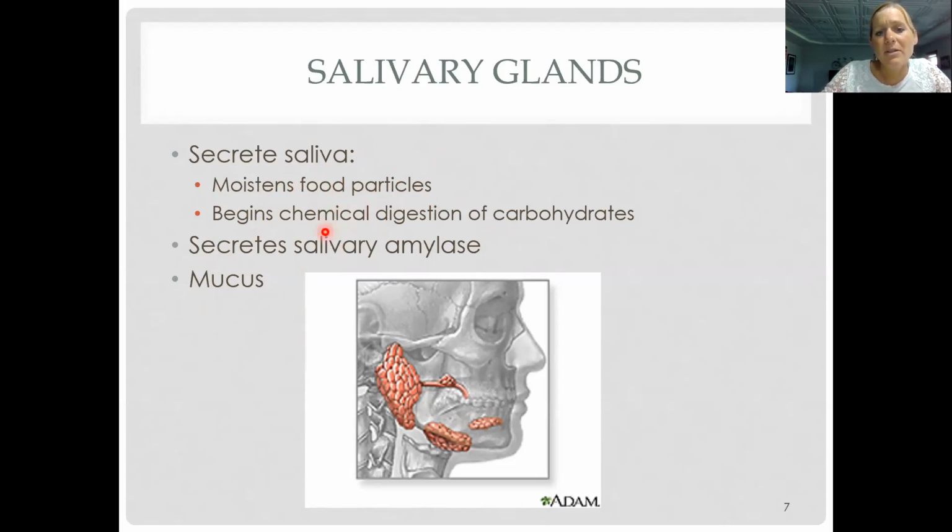It can also help us with the beginning of chemical digestion of carbohydrates, and that will be done through the work of salivary amylase. Okay, so salivary amylase is going to help us begin the process of chemical digestion of carbohydrates. And again, that will occur within the mouth. And then also we have mucus within the saliva or coming from those salivary glands. And this is going to bind to food particles and help us to lubricate that food as we swallow it.